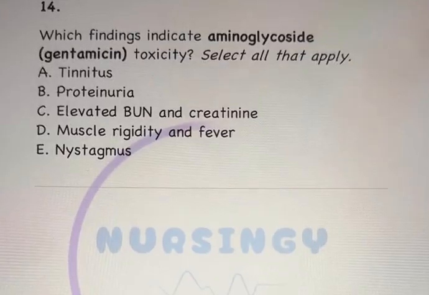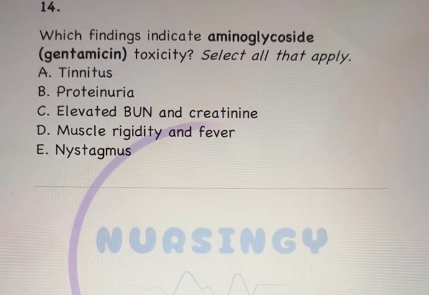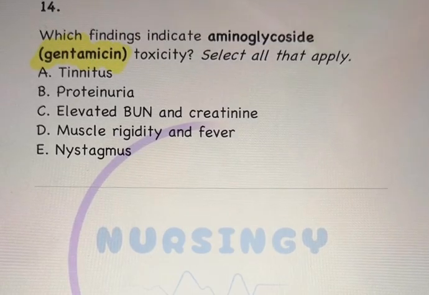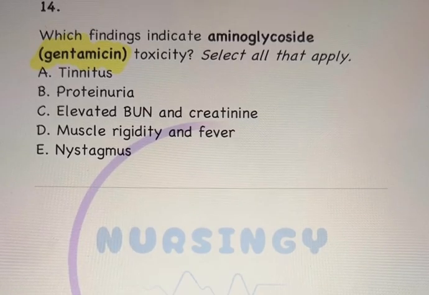Question number 14. Which findings indicate aminoglycoside toxicity? Select all that apply. We did gentamicin yesterday, we did this medication yesterday. So please let me know, and I really want a bit of rationale along with your answers. Okay.